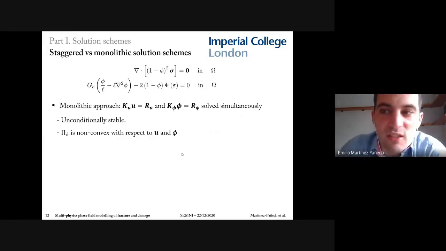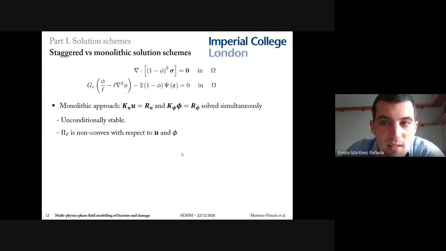Let me take you back to the system of equations. Remember that in addition to solving an equation for the displacement field, we have an equation for the phase field, implying that the phase field is an additional nodal degree of freedom. And remember also that these equations are coupled, so the phase field reduces the stiffness, and the displacement solution will change the strain energy density. So there are two obvious options to solve this system.